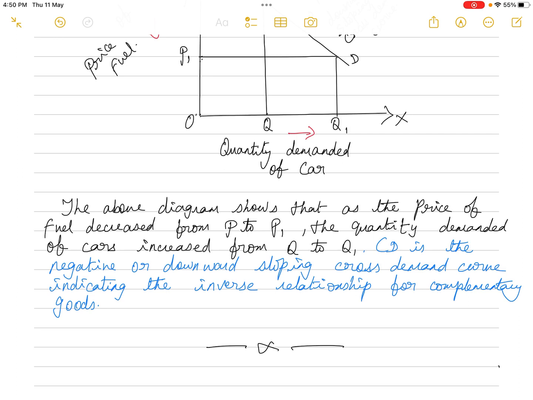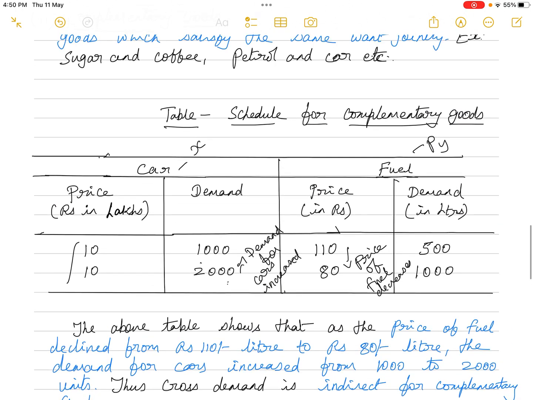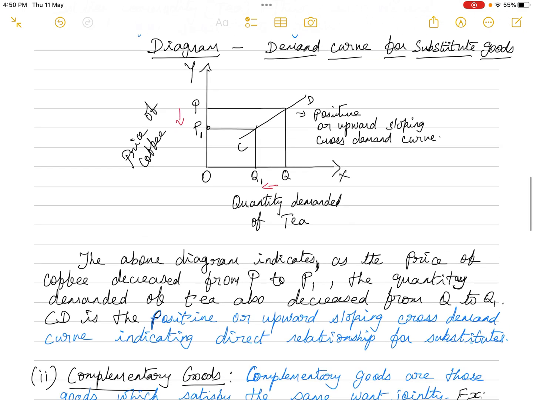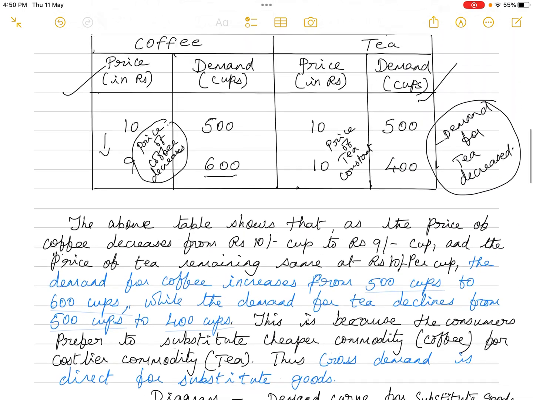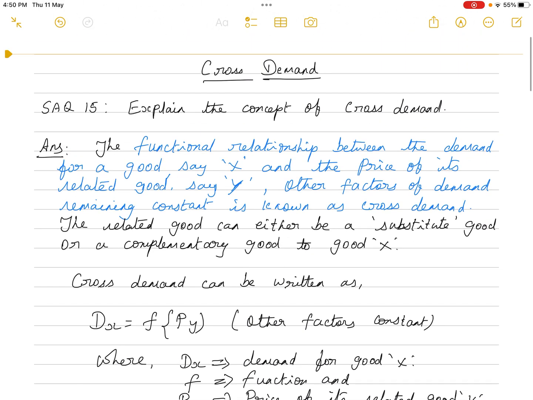So remember, for substitutes it is a positive or direct relation and it is upward sloping, and for complementary goods it is negative or downward sloping. It's a downward sloping demand curve, an indirect relationship. The same thing for income demand: for superior goods it is a positive or upward sloping direct relation, and for inferior goods it is negative or downward sloping, that is the indirect relationship. And the law of demand is a price-demand inverse relationship, unless it is an exception, like Giffen goods, Veblen goods and all.